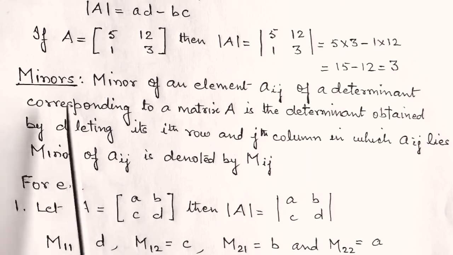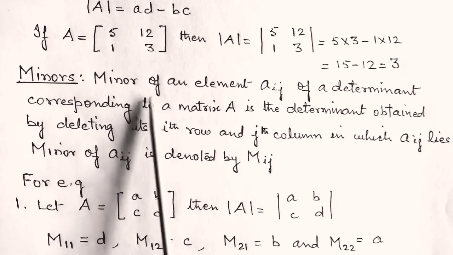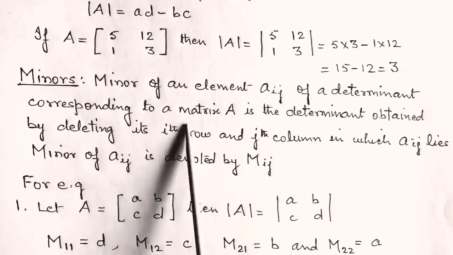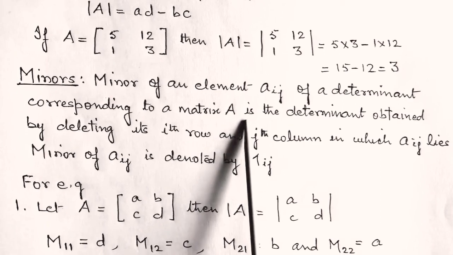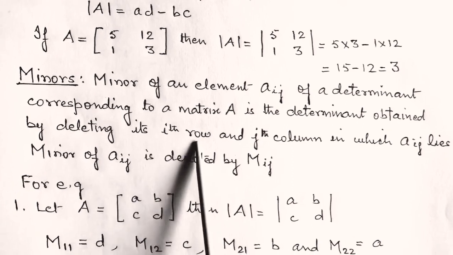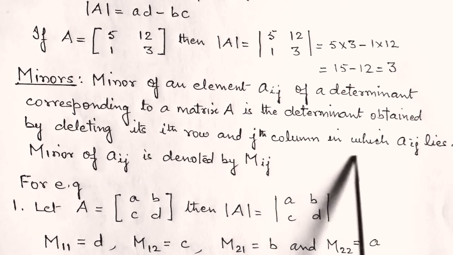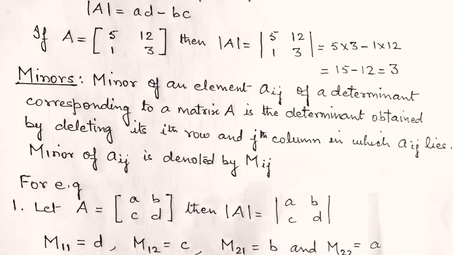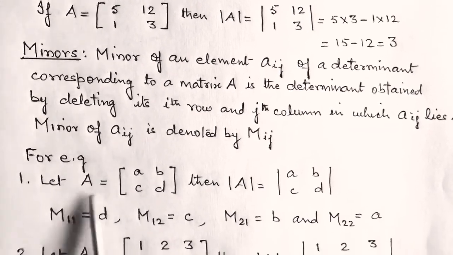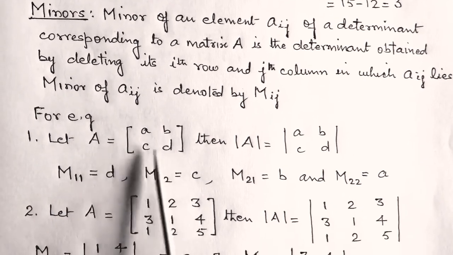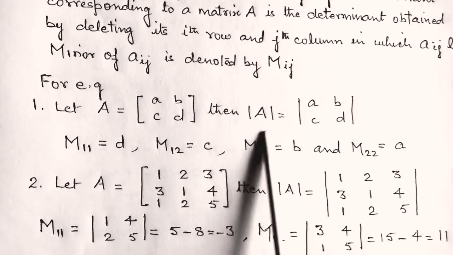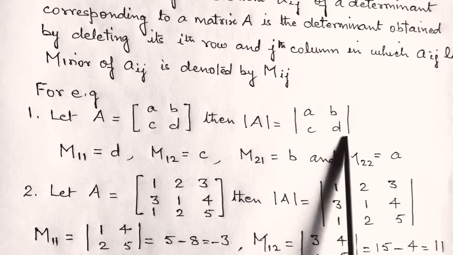Now I come to what is minor. Minor of an element Aij of a determinant corresponding to a matrix, naturally determinant is corresponding to a matrix, is the determinant obtained by deleting its ith row and jth column in which Aij lies. And minor of Aij is denoted by Mij. For example, let A is equal to matrix having elements A, B, C, D. Right? Then I can write the determinant of A is equal to A, B, C, D.